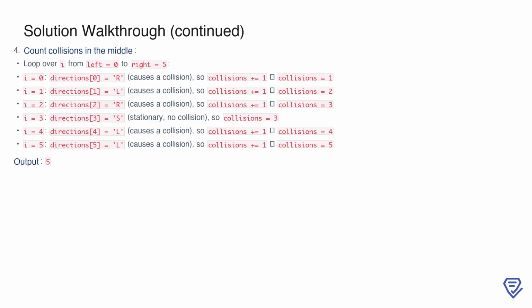At index 4, the car is L, causing another collision, bringing collisions to 4, and at index 5, the final L car causes one more collision, resulting in a final count of 5. The output for this example is therefore 5.